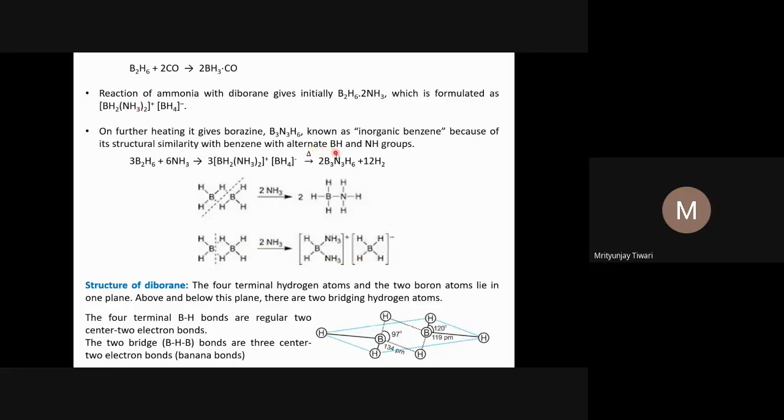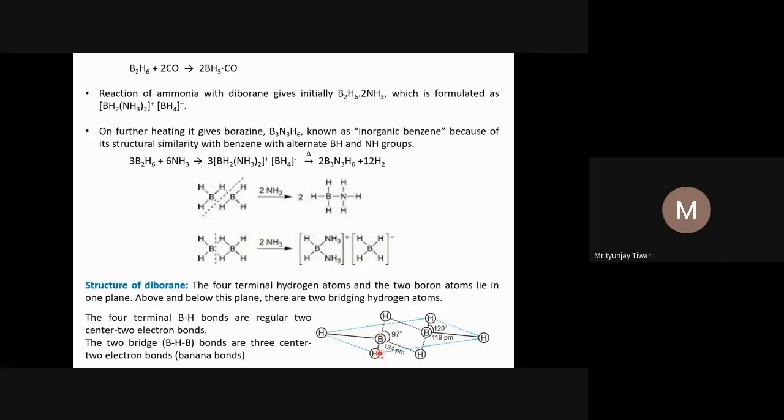which is B3N3H6. Now look at the structure of diborane. The structure of diborane looks like this, and what does that mean? The two BH3 units are there in the diborane. Now what can you do? You can write one boron and two hydrogen atoms of one BH3 in one plane, and in the same plane you can write one boron and two of its associated hydrogen atoms as well.